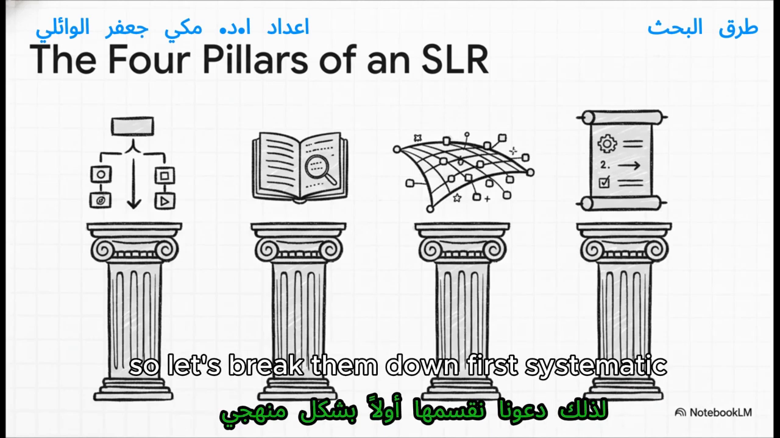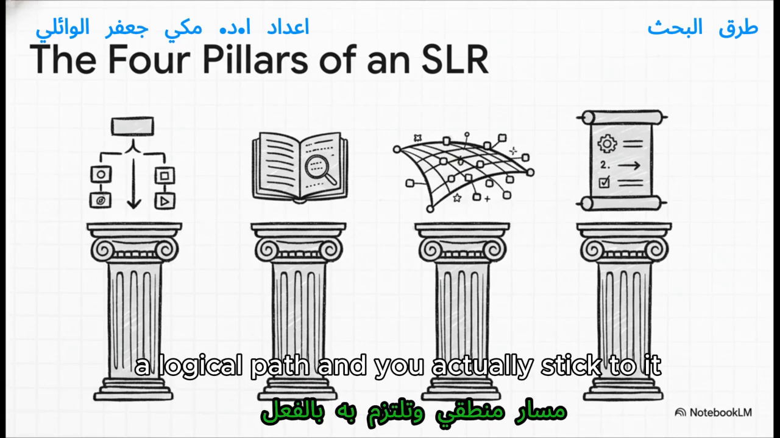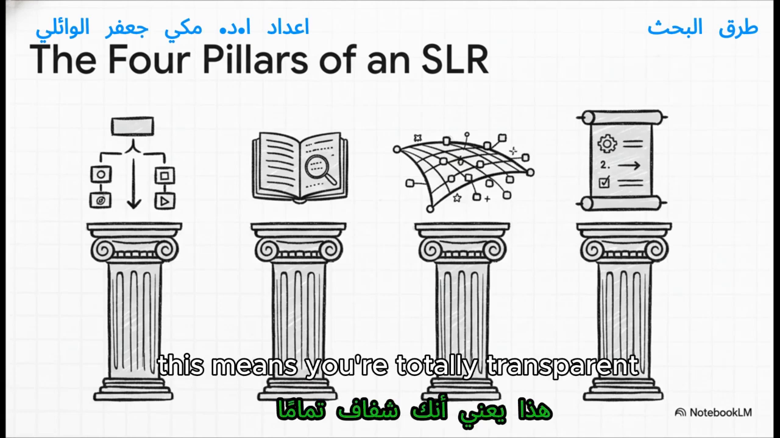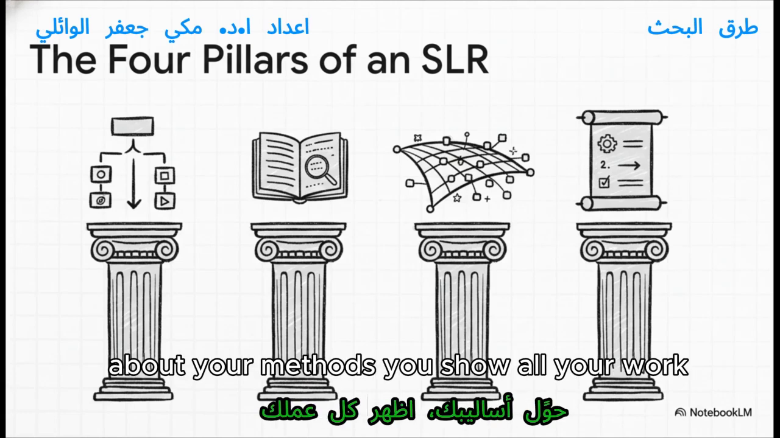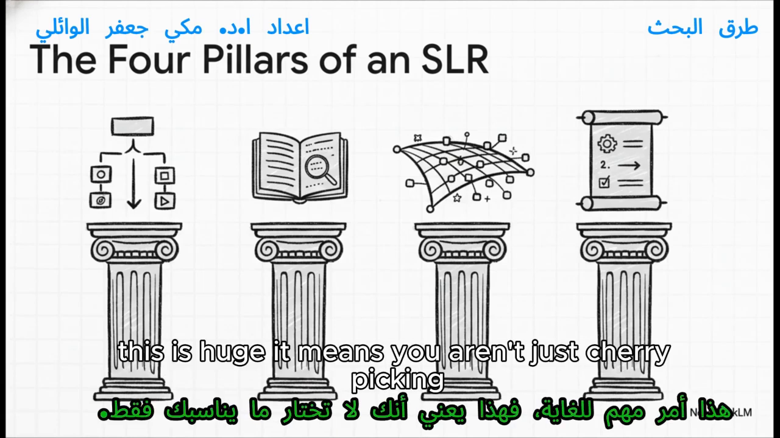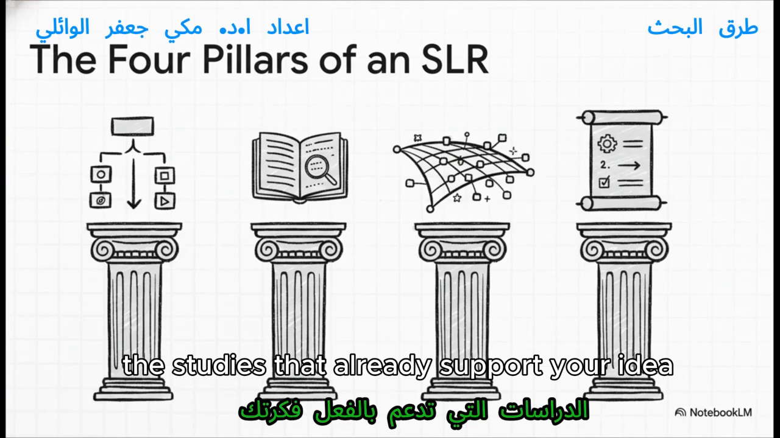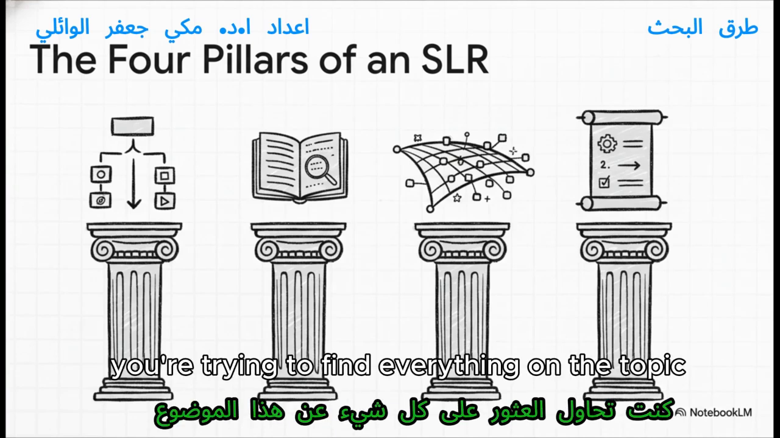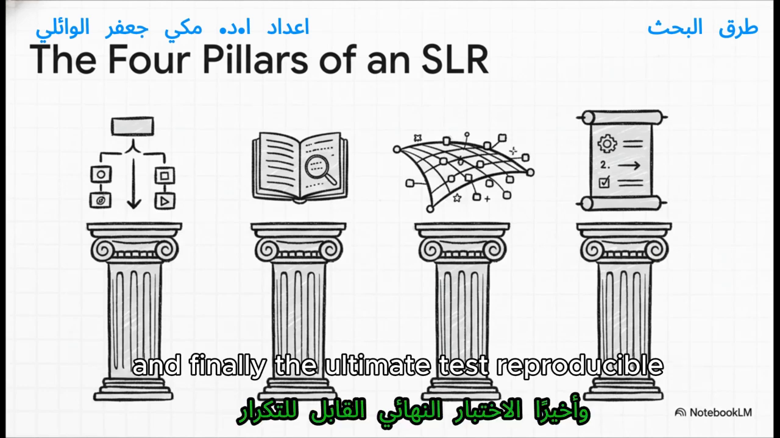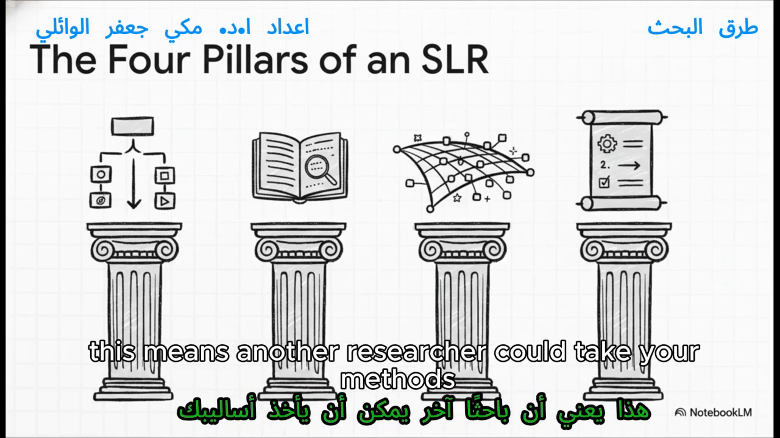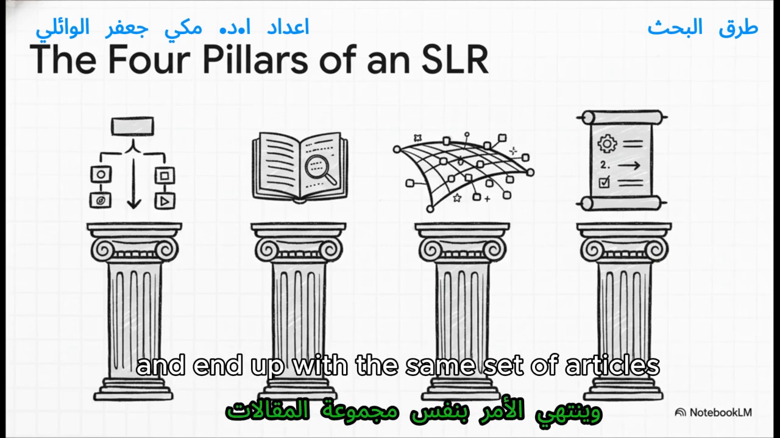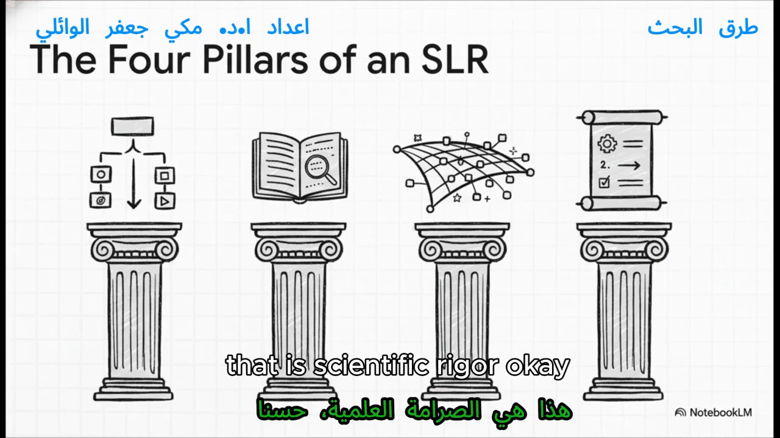First, systematic. That just means you have a plan, a logical path, and you actually stick to it. No winging it. Second, explicit. This means you're totally transparent about your methods. You show all your work, no secret ingredients. Third, comprehensive. This is huge. It means you aren't just cherry-picking the studies that already support your idea. You're trying to find everything on the topic, even stuff that hasn't been officially published. And finally, the ultimate test, reproducible. This means another researcher could take your methods, your recipe basically, follow it exactly, and end up with the same set of articles. That is scientific rigor.